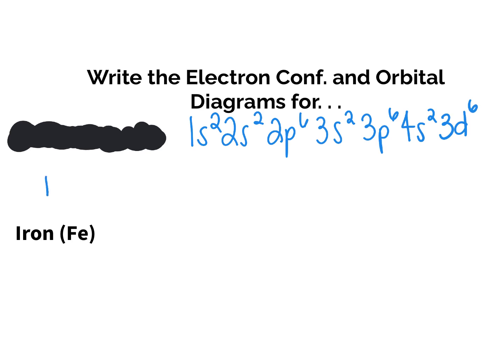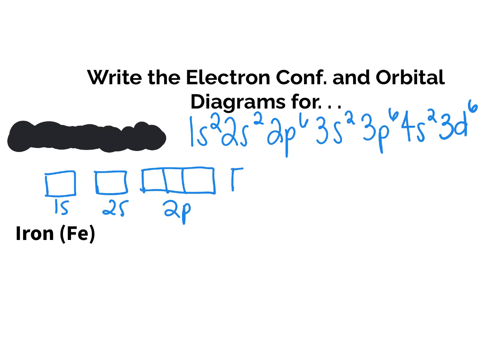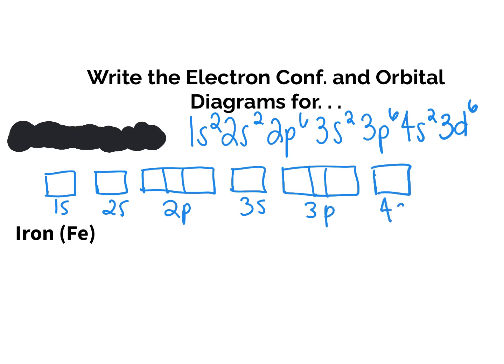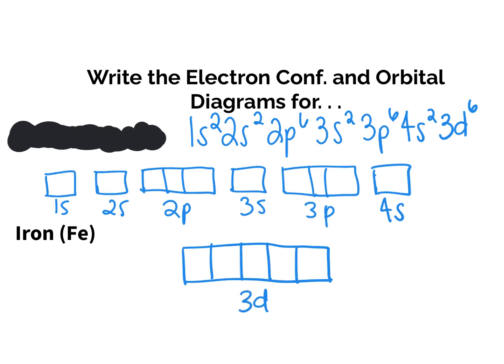Now let's draw out our boxes. We have our 1s box, 2s, our 2p boxes, 3s, 3p, 4s, and now I don't have room, so I'm going to draw my 3d boxes down here. 1, 2, 3, 4, 5. Okay, so we have 10 electrons that can possibly go in our 3d spot. We only have 6 in iron, but that's why we need to draw 5 boxes.